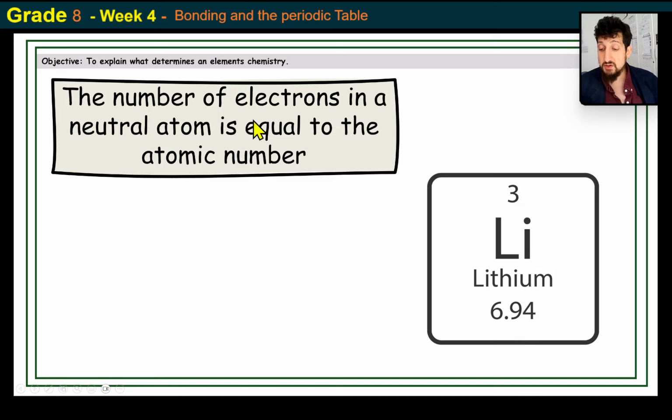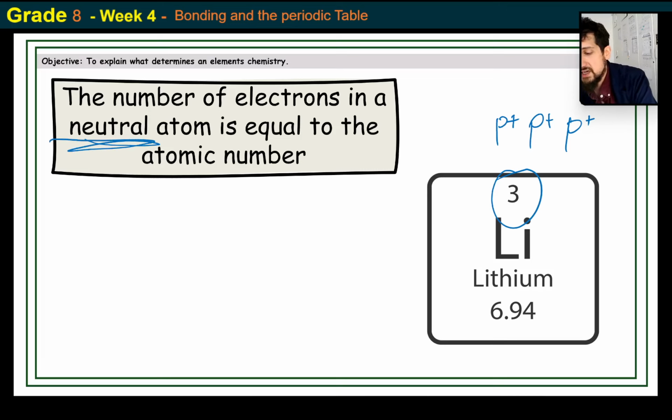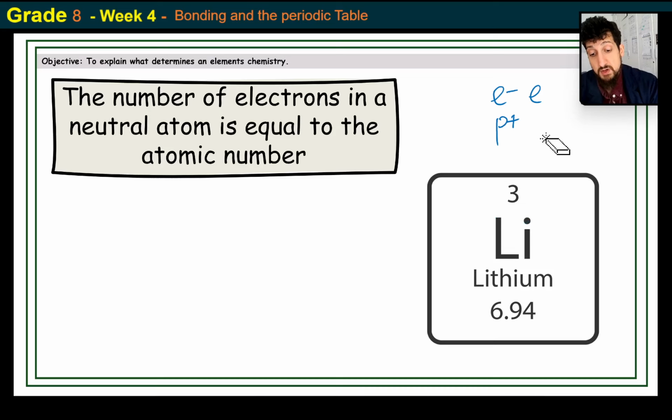The number of electrons in a neutral atom is equal to the atomic number. Why? The atomic number is the number of protons, which are positive subatomic particles. I have 3 of them here. How many electrons do I have? Well, it's neutral. That means it doesn't have a charge. So I have to have 3 negative ones to balance the 3 positive. That's how it works.